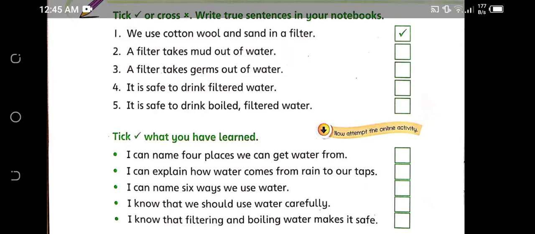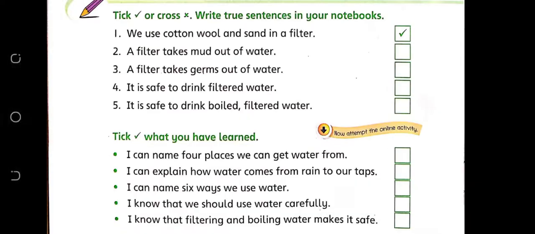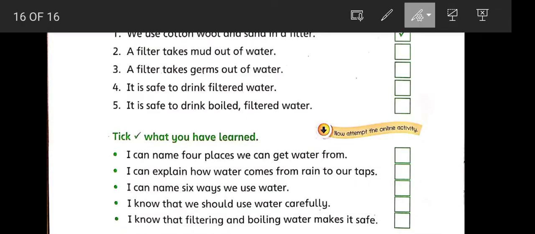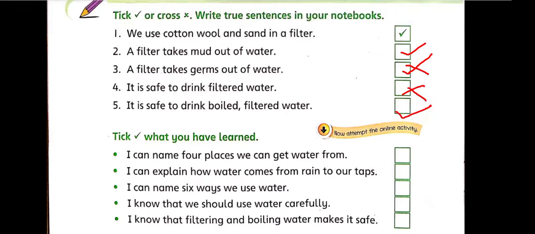And now you will recheck your answers. I will also do the exercise with you. The second one is tick. The third one is tick. No, the third one is the cross one. And the fourth one is also a cross. And the last one is a tick. I hope that you all have done this one. So you can recheck your answers from here.